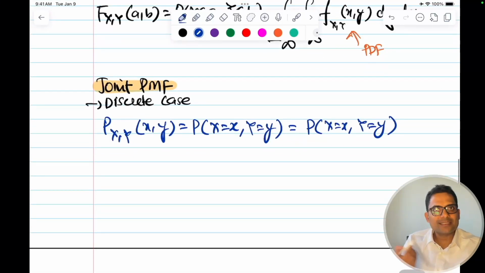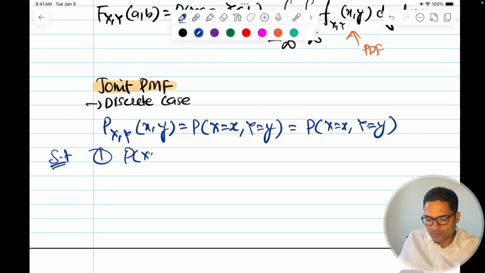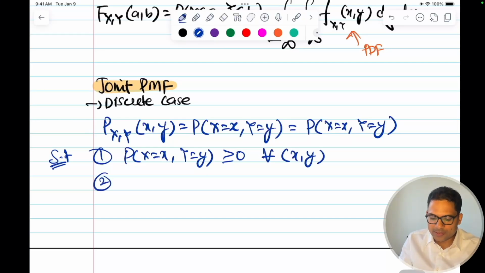And do you remember the properties that it should hold? So what are the properties? Such that probability of X equal to x, comma, Y equal to y, that both the conditions hold, is greater than or equal to 0 for all pairs of x comma y. The second condition is all of the probabilities should be positive. That's the property of the probability itself. And the sum of all the probabilities should sum up to 1.